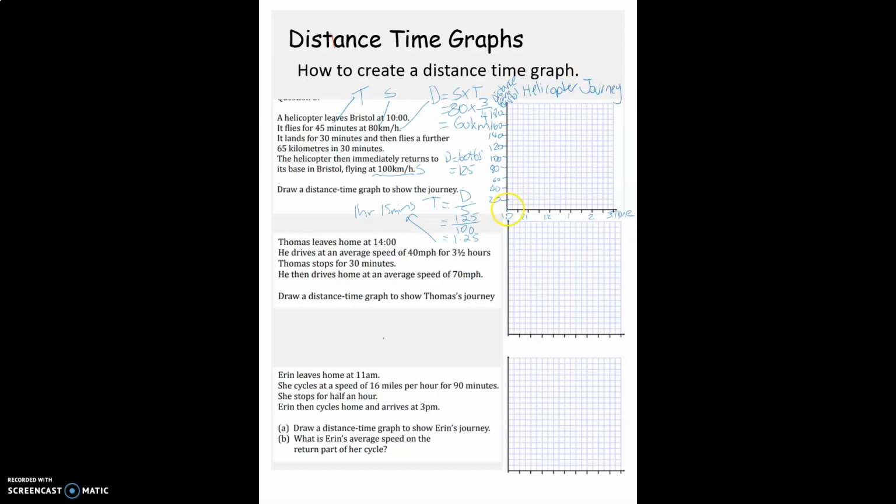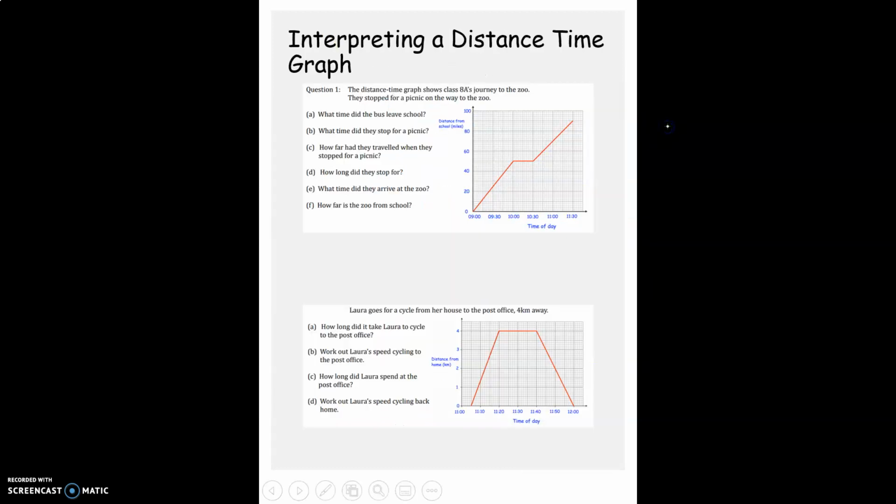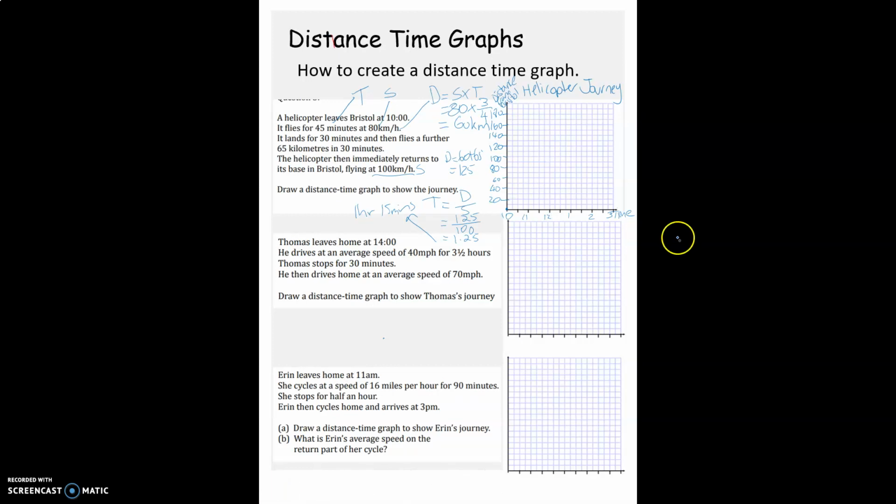So we start at 10 a.m, so that's currently 0 kilometres away. We then fly for 45 minutes at 80 kilometres an hour, and we worked out that that distance was 60 kilometres. So after 45 minutes, so half an hour would be at this point here, 45 minutes would be here, we've travelled 60 kilometres, so we can put a point there.